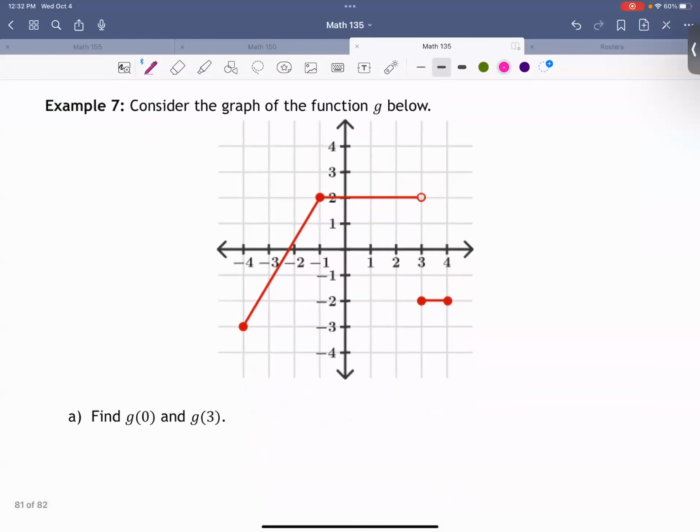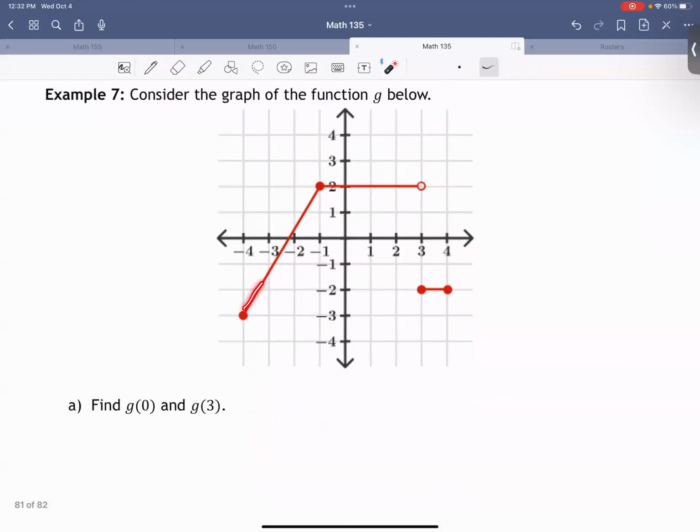The first thing I want to talk about is just how to interpret this graph using function notation, of course. This is the graph of G. First of all, this graph looks really funky. This is an example of what's called a piecewise function. You might have heard of that before. And it's basically a bunch of different pieces, kind of clunked together, essentially.